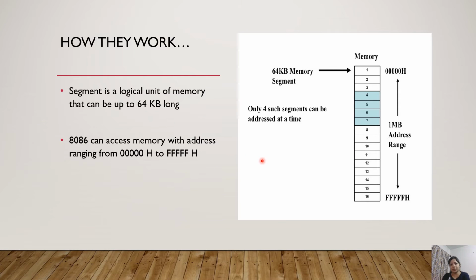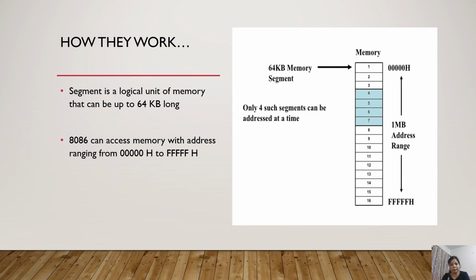So in the illustration, we can see the memory is divided into different segments. The address range of this memory is starting from 0000H to FFFFH, and this memory is divided into 16 segments. These are the logical unit of memory, and each is 64 kilobyte in size. And these 4 colored segments are those which are addressed by the microprocessor at a time.